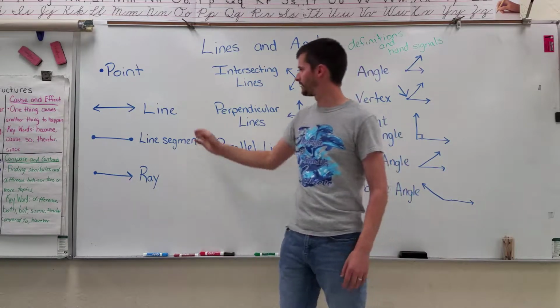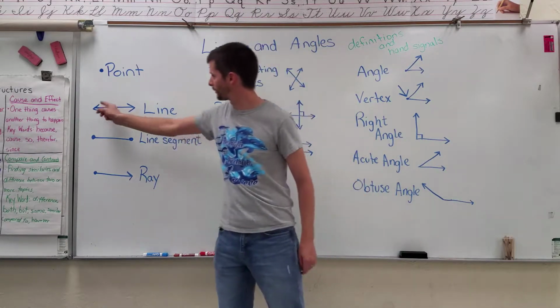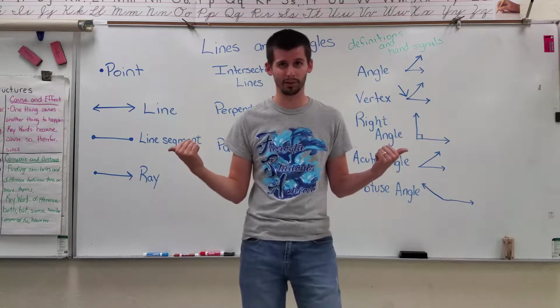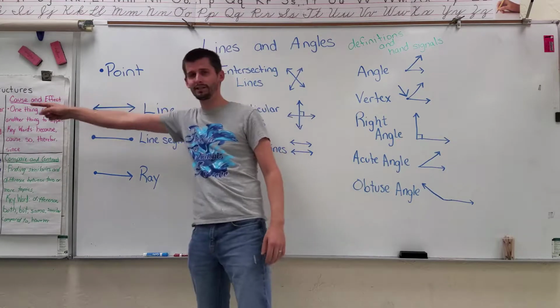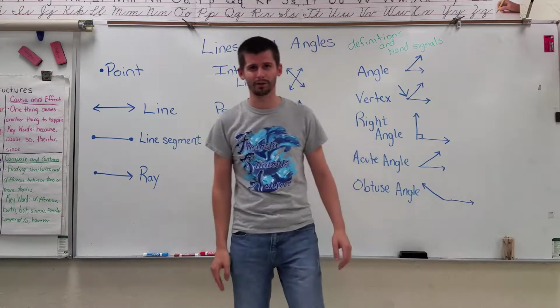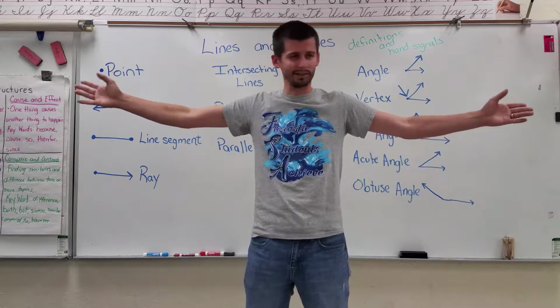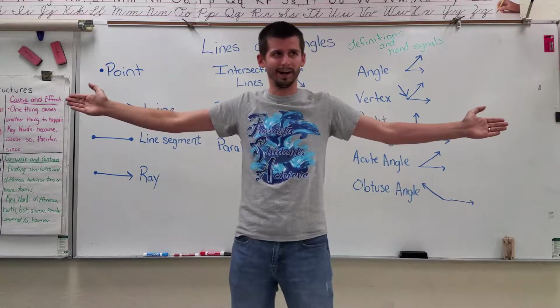The next one we have is a line. Now a line, as you notice, has two arrows on both sides. That means it goes on forever in both directions. It doesn't end, it goes on forever. So I show that by holding my arms out to both sides, and my hands are like the arrows heading out.